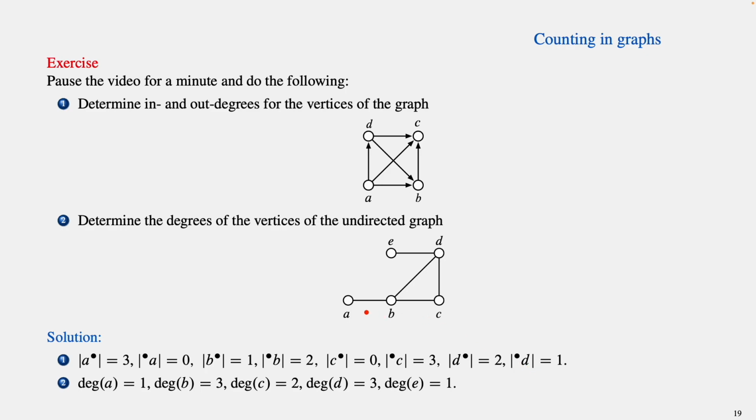And here in the undirected graph, we just have to count the edges at each vertex, so there's degree 1 for A, degree 3 for B, because 1, 2, 3 edges here. For C, we have degree 2. For D, again, we have degree 3. And for E, we have degree 1.